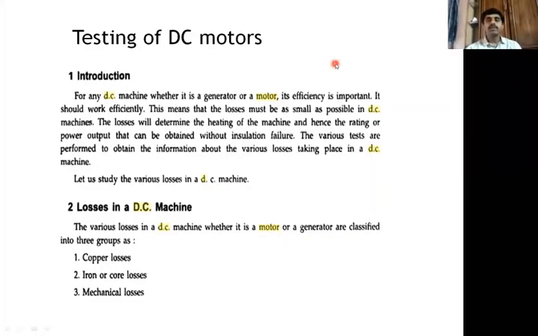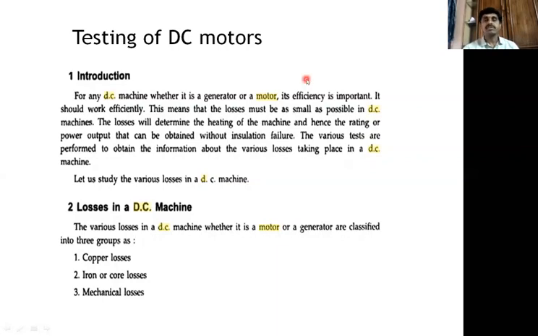We'll discuss the testing of DC motors. For any DC machine, whether it is a generator or a motor, its efficiency is important because every machine has to work efficiently. This means that the losses must be as small as possible in DC machines. Losses will determine the heating of the machine and hence the rating or power output that can be obtained without insulation failure.